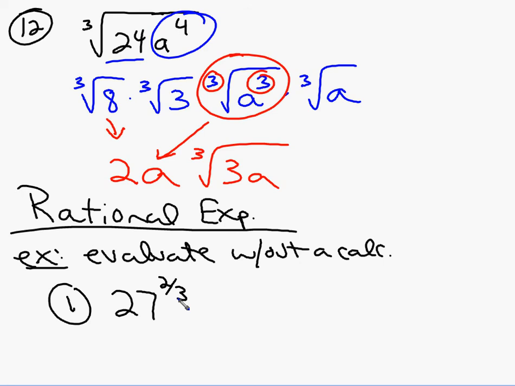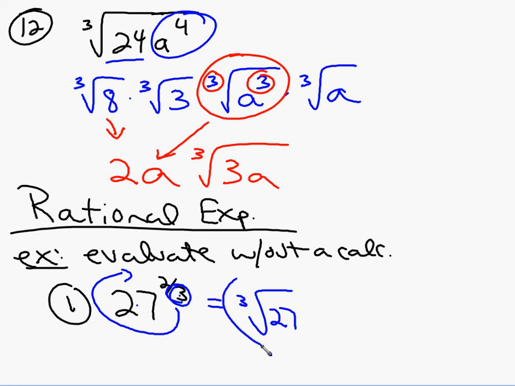Now, this really isn't that bad. We just have to understand the flip that happens. Here is my root. This is the same thing as the cube root of 27. So you start here and work this way. The cube root of 27, that whole thing is going to be squared. And that's how you deal with a fraction exponent. What is the cube root of 27? 3. So this is the same thing as 3 squared, which is 9. Okay? Fraction exponents are really not that bad once you understand the flip.